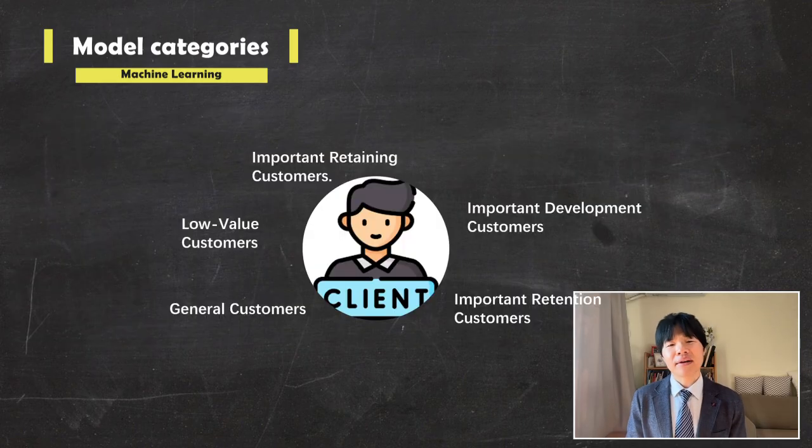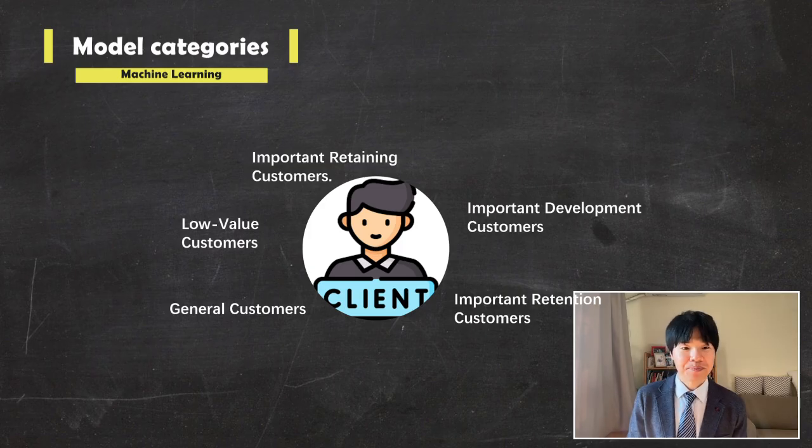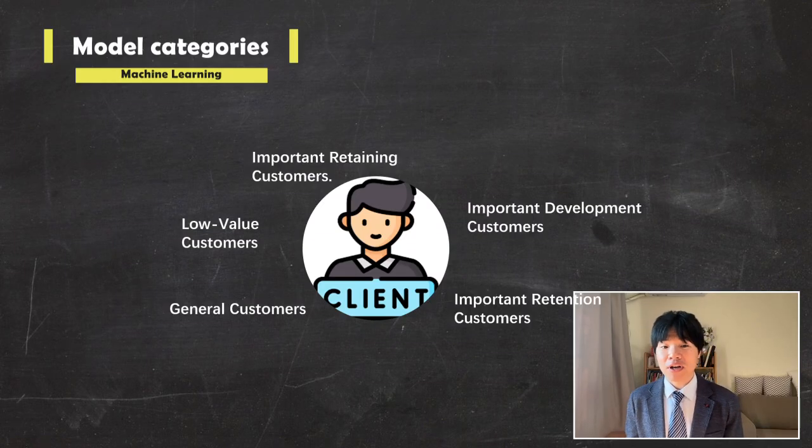You may know that airlines have accumulated a large amount of member data and flight records. Based on this data, airlines can classify their members into different tiers, such as key retention customers, key development customers, key recovery customers, general customers, and low-value customers. Airlines can adopt different marketing and service strategies for customers of different tiers.